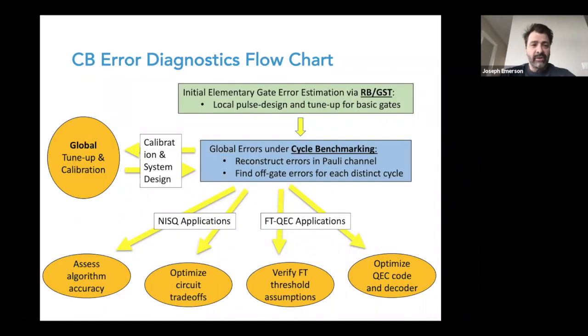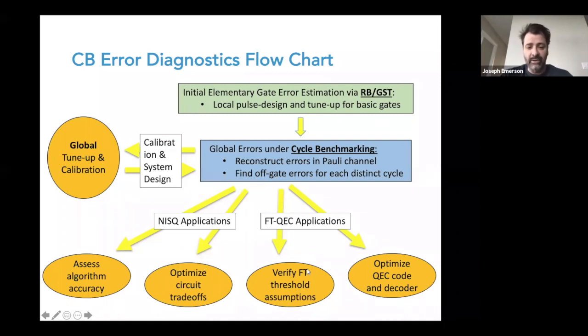So there's a little something for everyone. When you're using cycle benchmarking, the information you get out about the error profile flows into a variety of different applications. You reconstruct the errors in what's called the Pauli channel, which I'll describe later. You find these error rates for each distinct cycle. You can use that for global tune-up and calibration. You can try and design better pulses that have less impact in terms of the errors. You can use it in NISQ applications to optimize circuit trade-offs and to do something which I'll describe at the end of the talk, which we call error adaptive compiling, which works even better than we'd hoped. And if I don't get to that, ask me about that in the question period, because that's a really exciting new application. And then of course it's relevant to fault tolerance.